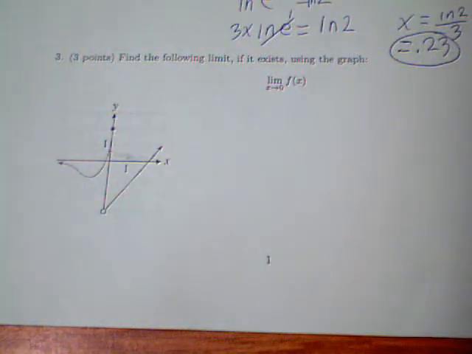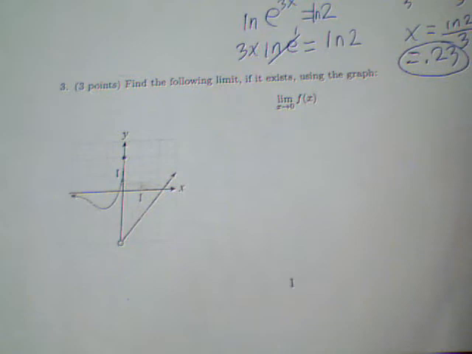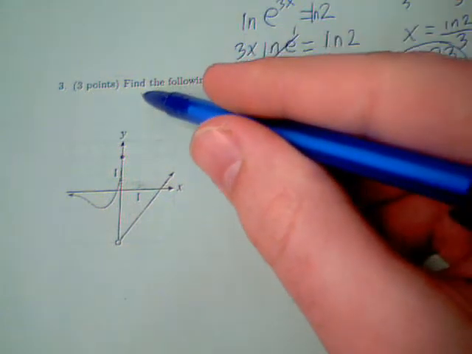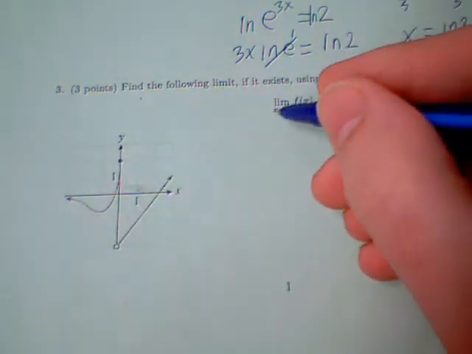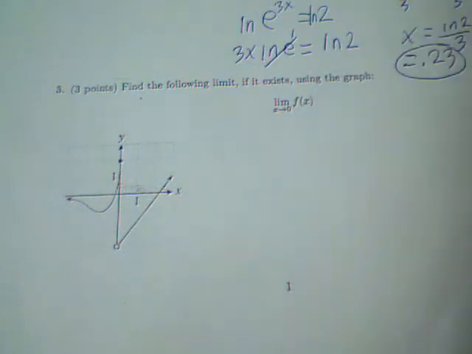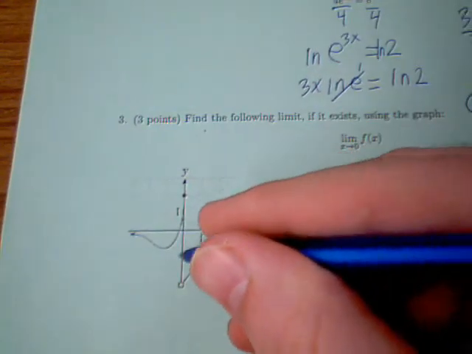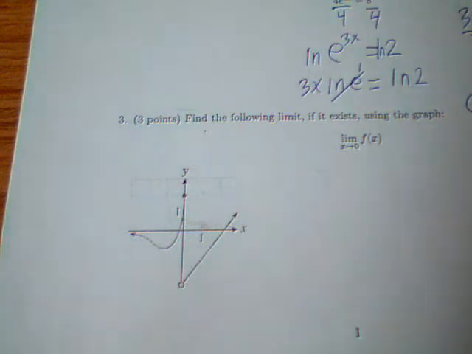Okay, so this is quiz 1, problem 3, and it was actually the same problem on both quizzes. What we're looking for here is to find the following limit if it exists, and I want to use this graph. So, the limit as x approaches 0 of f of x. I'm going to assume this function here is f of x. So I want to look at what's happening around x is 0.